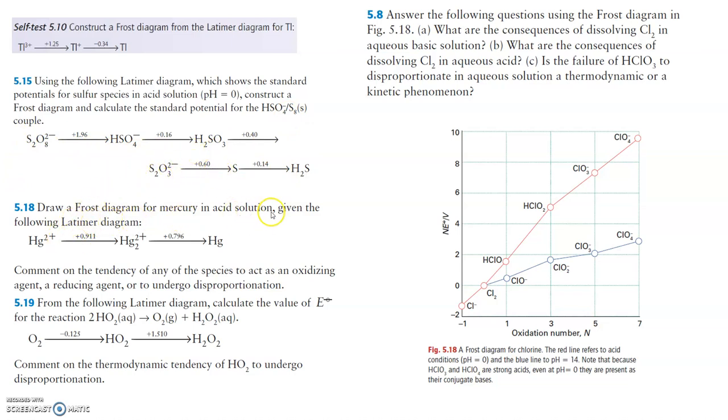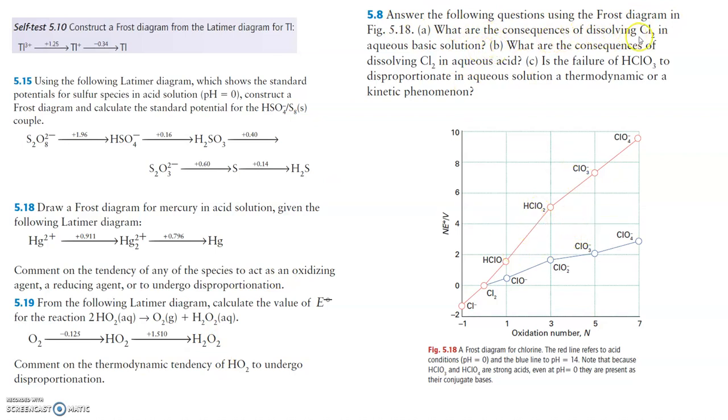Draw the Frost diagram of mercury. This is important for exam. Sometimes it is asked in exam. Mercury, you calculate similarly. So for water, these values are given. Calculate oxygen, these values are given. Calculate according to this diagram. This is another question. Answer the following question using a Frost diagram. The Frost diagram is already given. Sometimes this may also be given.